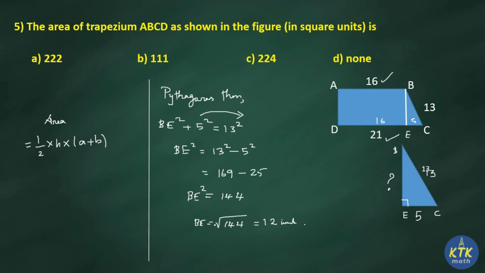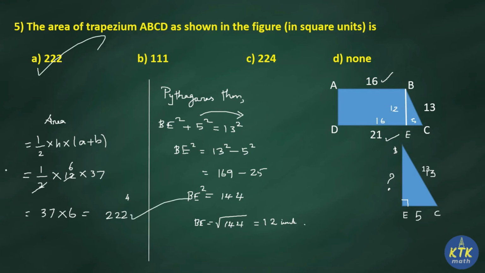Now BE, 12, we got. So 12 is nothing but the height of this trapezium. Now directly substitute in the formula to find the area of the trapezium: half into height 12, into a plus b. For a plus b, directly add 16 and 21. What are you getting? 16 plus 21 is 37. Now you can cancel 2 with the 12, 6 times. 37 into 6, just multiply. 7 6s are 42, 3 6s are 18, 18 plus 4 is 22, so 222. So our answer for the fifth question is option A, 222.